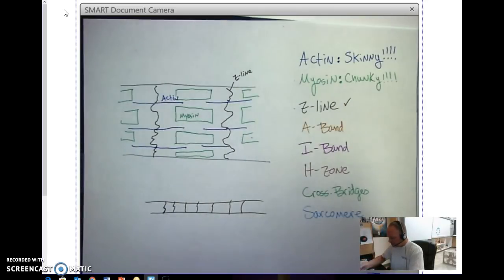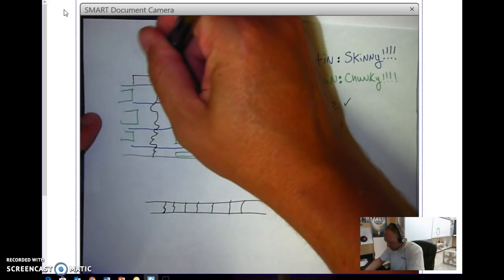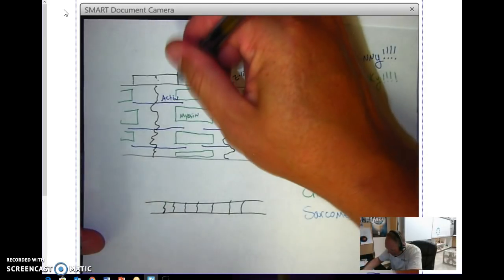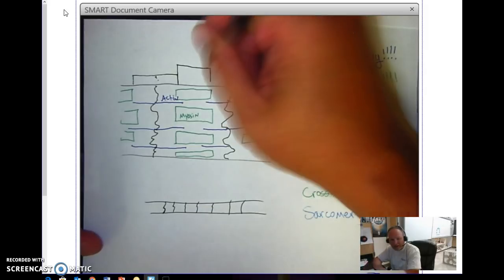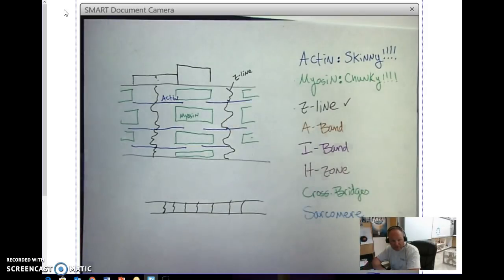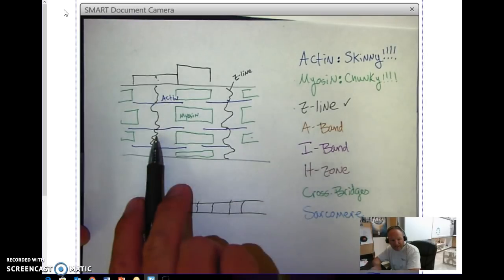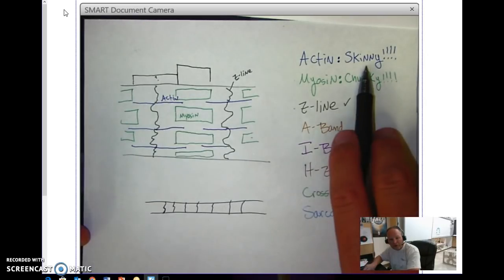So if we look at this section right here, I'm just curious, how much light do you think would go through there compared to, say, that section right there, okay? It's a game. You should think, wow, there's not much here. There's only actin and a Z-line. And actin is super, super skinny. So that means most of the light's going to get through because nothing's going to block it.